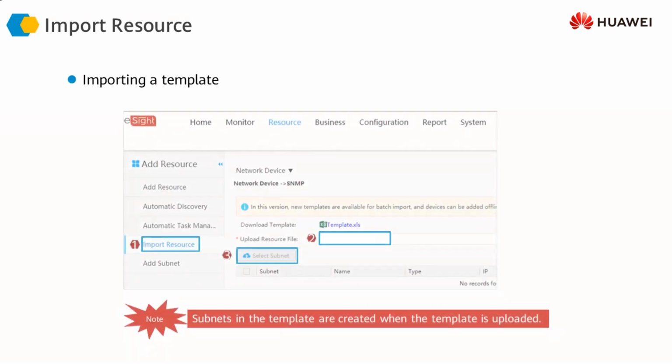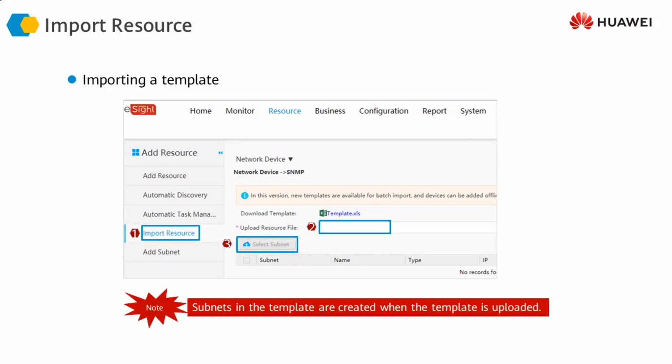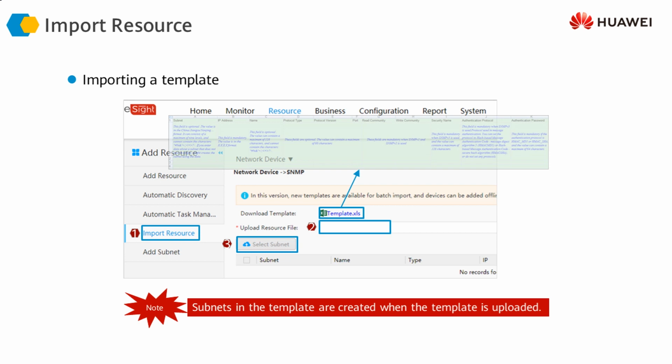Another way of adding devices is by importing a template in the form of an Excel file. This is for batch imports, which means that multiple devices can be imported into the NMS at once. This is called batch import using a template file.